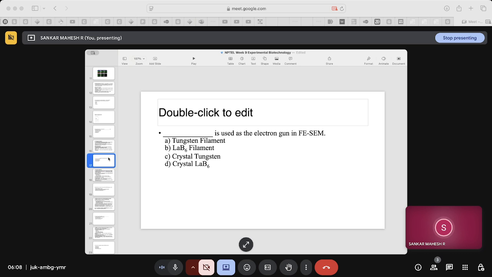Right. The next question is: dash is used as the electron gun in FE-SEM. And four options are given here: tungsten filament, LaB6 filament, crystal tungsten, crystal LaB6. Take a couple of minutes to think about this and then we'll discuss.